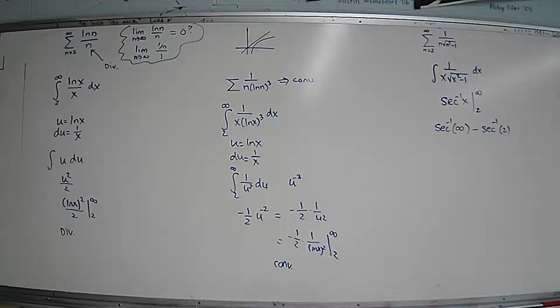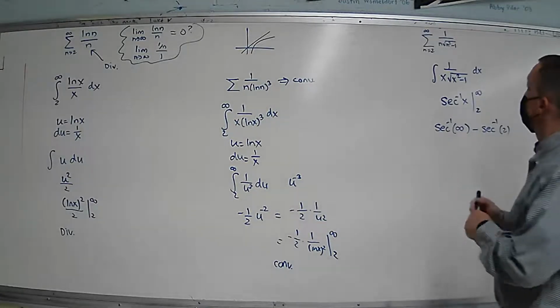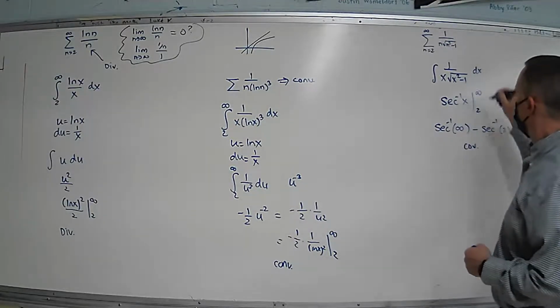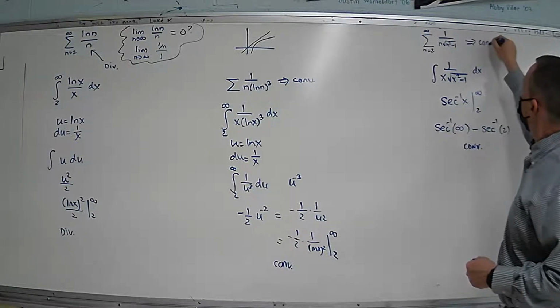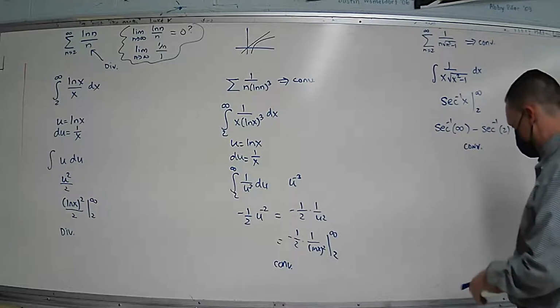Inverse secant of infinity, though. What we're saying is where's the secant undefined? Which is equivalent to saying where's the cosine equal to 0? Pi over 2. So this is pi over 2, this is pi over 3, this converges. Converges. So it converges.